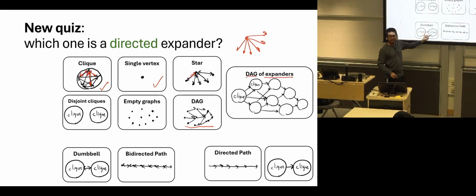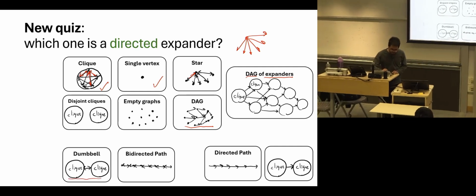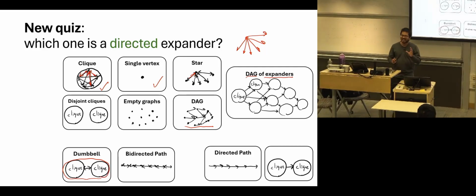What about this one? Cliques, and you have a connection here. Would the thing connecting them be a sparse cut? Yeah. So it's not an expander? Exactly. Because you see that this whole thing is one strong component, and this cut is sparse.